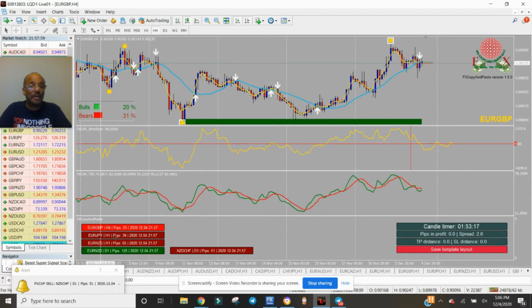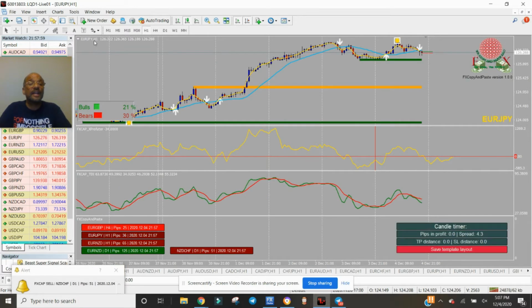EURJPY on the hour. 36 pips, all right? I just clicked it. Give it a chance to load. That's why it's locked up a little bit. Got to let it load. EJ on the hour. Red is a sell, so we're going to be selling it. All right, EJ on the hour a sell. Let's analyze it. We got our reversal. We got our entry arrow. FxCopyAndPaste going down. TDI going down, y'all. Can't get no easier than this, right?